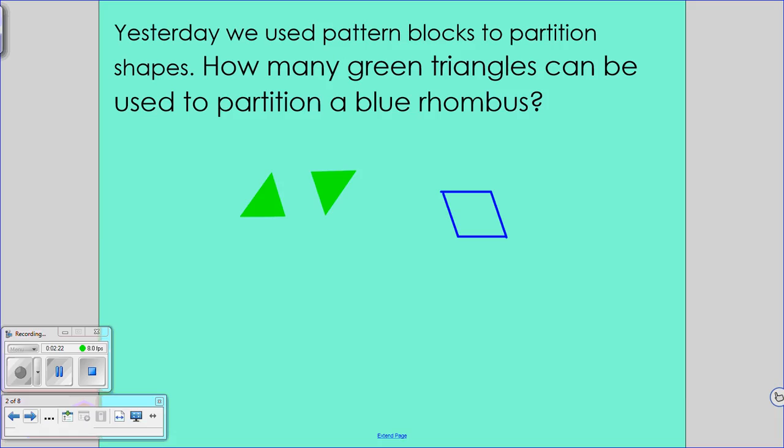Alright, so let's think about what we did yesterday. We were partitioning pattern blocks. We have these pattern blocks and we're trying to use smaller parts to equally break up a larger pattern block. So let's review. Let's pretend that we have our blue rhombus. Here he is. And then we have some green triangles. How many green triangles are we going to equally partition that blue rhombus into? Okay, 2. We're going to take 1, cover them up there, 2, cover them up there. Is that equal? Yes. My triangles are the same size.